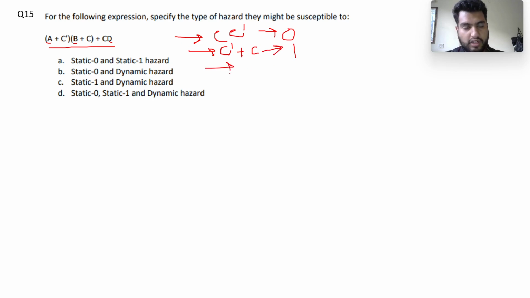And also for input combination A equal to 0, B equal to 0 and D equal to 1, we have CC complement plus C, that is a dynamic hazard. So this expression is susceptible to static 0, static 1 and dynamic hazard, that is option D.